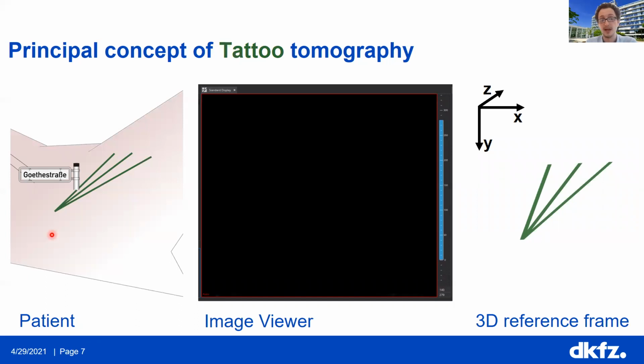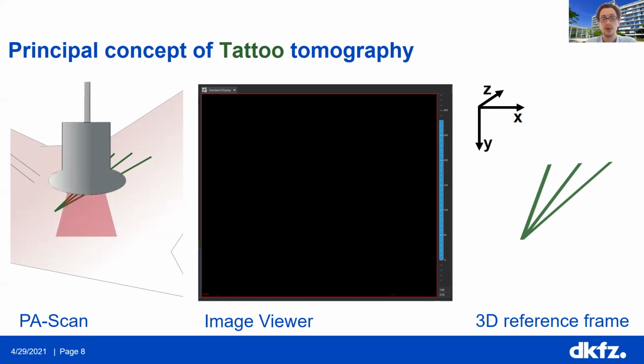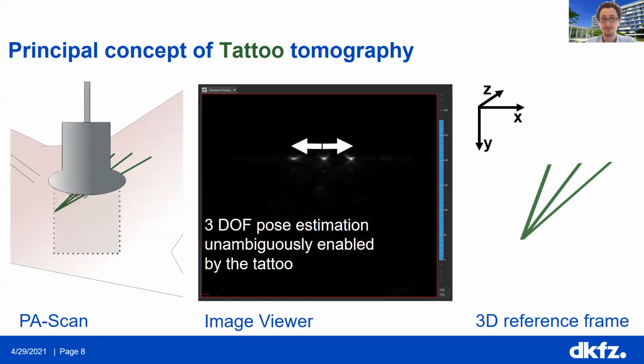On the left, you see a patient with the tattoo. On the right of the slide, you see our reference frame. In the center, you see an image viewer. So if we now perform a photoacoustic scan on a wavelength where we can excite the tattoo, we clearly see the three absorbing dots of our first prototype. From these absorption points, or the distances of these points, we can estimate the pose unambiguously.